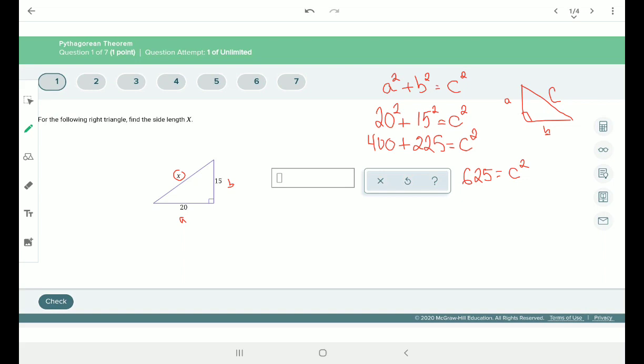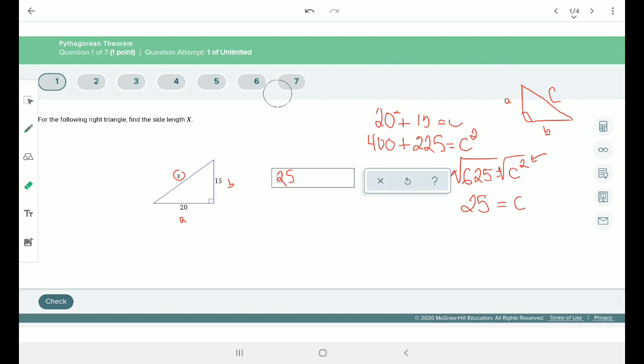So in order to get rid of this exponent of 2, I have to take the square root. But whatever I do to one side, I have to do to the other. Right, so if I take the square root of 625, that should give me 25. Right, and that's going to represent my third side, C, which is my hypotenuse. Okay, so my answer for that one would be 25. So that is how you would do a question if you're given both of the legs.